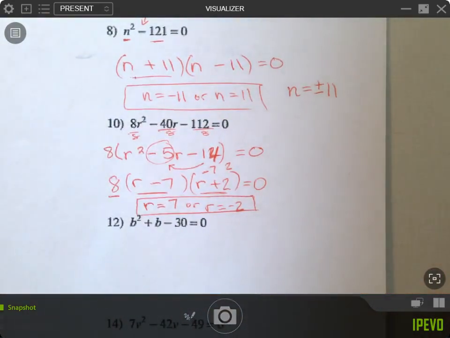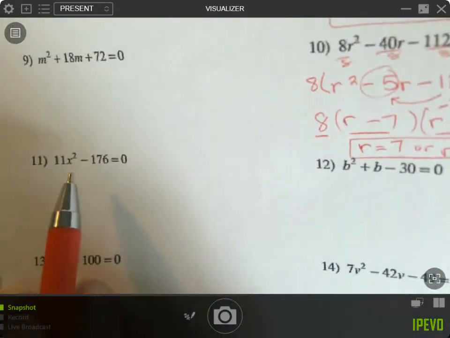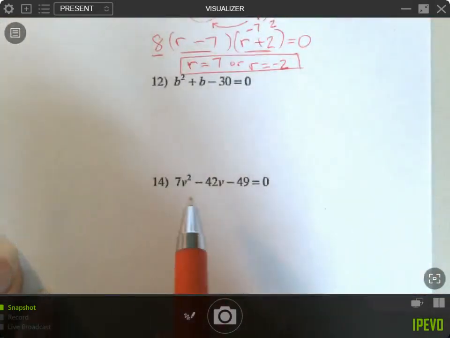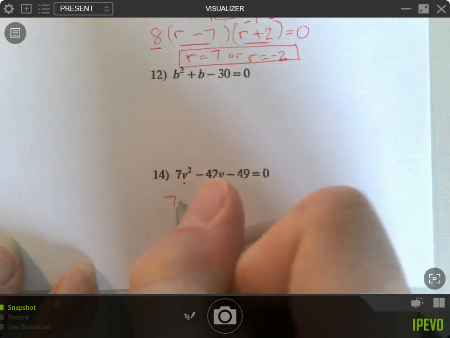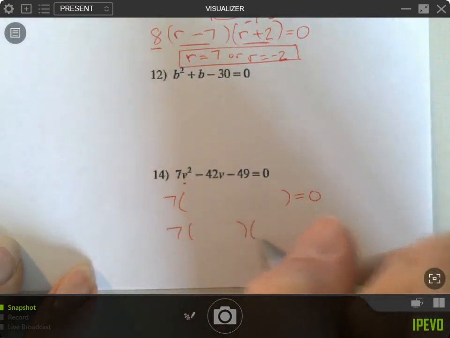All right. If you look at number 11, there's a front number, and there's only 2 terms. So take out the front number, and it should be a difference of squares. But if you look at number 14, there's a front number. Before I jump in, add GCF. Yeah, everything divides by 7. So I'm not going to finish this one for you, but I'm going to help you set it up. And I want to jump to the back.